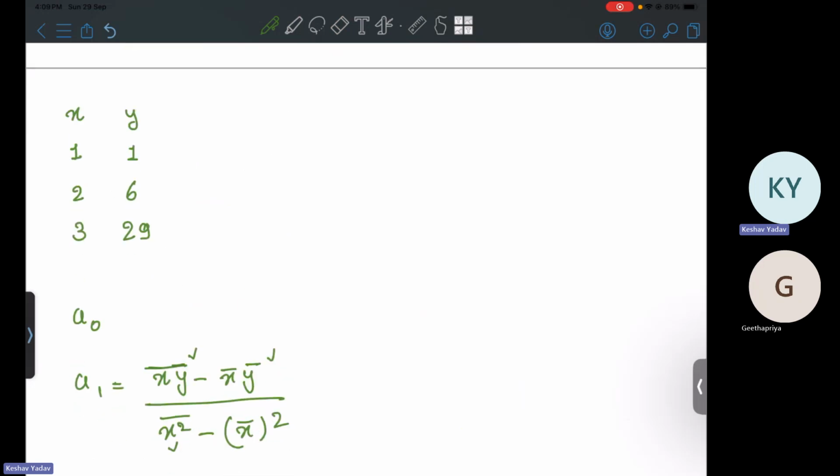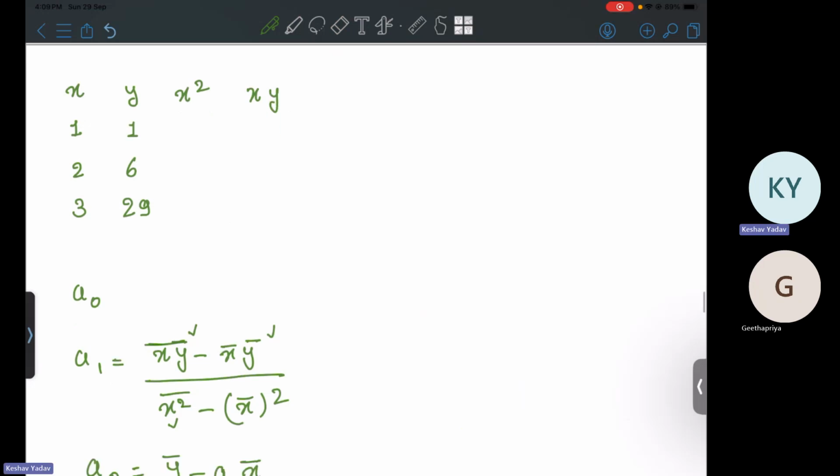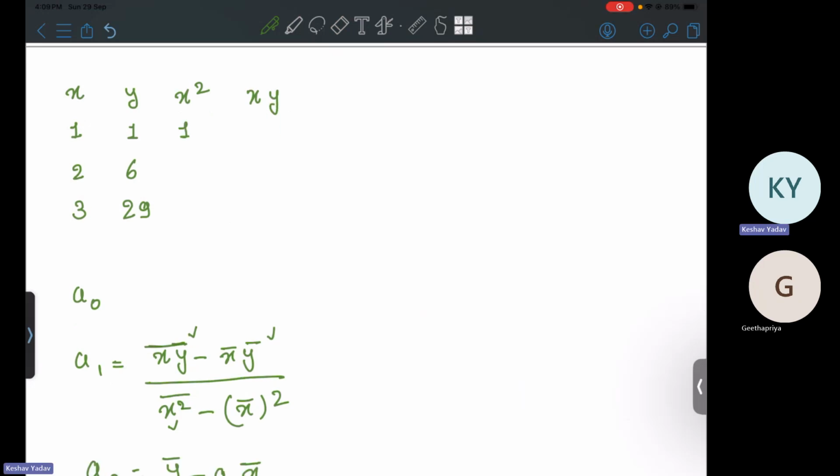So for that, I will calculate X square and XY. If I calculate the X square, 1 square will be 1, 2 square will be 4, this will be 9. Now the multiplication: this will be equal to 1, this will be 12, this will be equal to what? 7, 8. Okay.